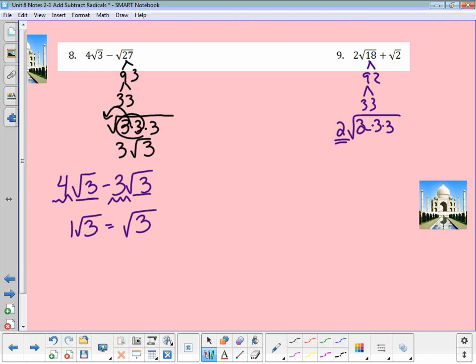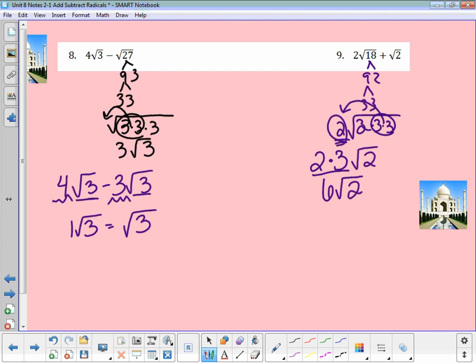Okay, so I'm going to take out a pair of 3's, but now I'm going to bring them to the outside. Notice how I already have that 2 out there. So what I need to do is multiply by that 2 when I bring the 3 out. So don't forget about that coefficient. When you bring a pair out, you need to multiply by what's on the outside. So 2 times 3 is going to give me 6 square root of 2. That's 2 square root of 18, fully simplified. So again, don't forget this multiplication step.